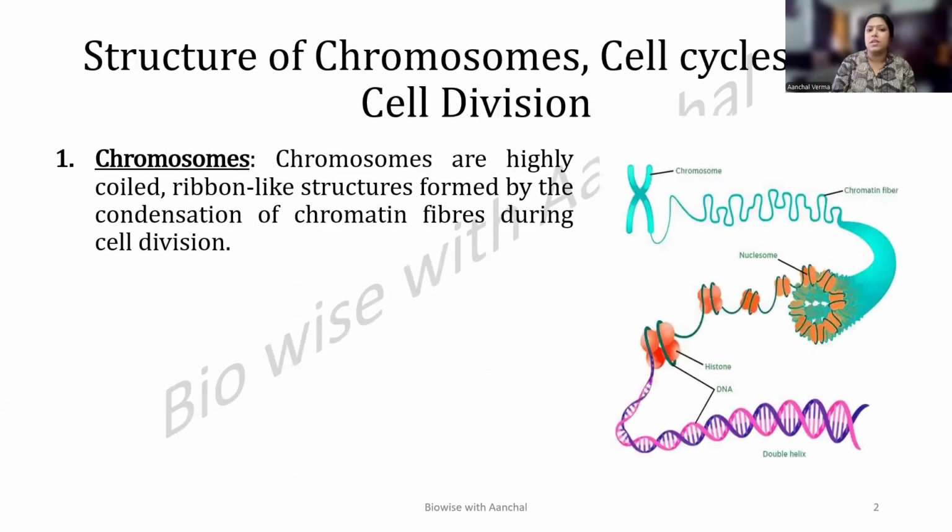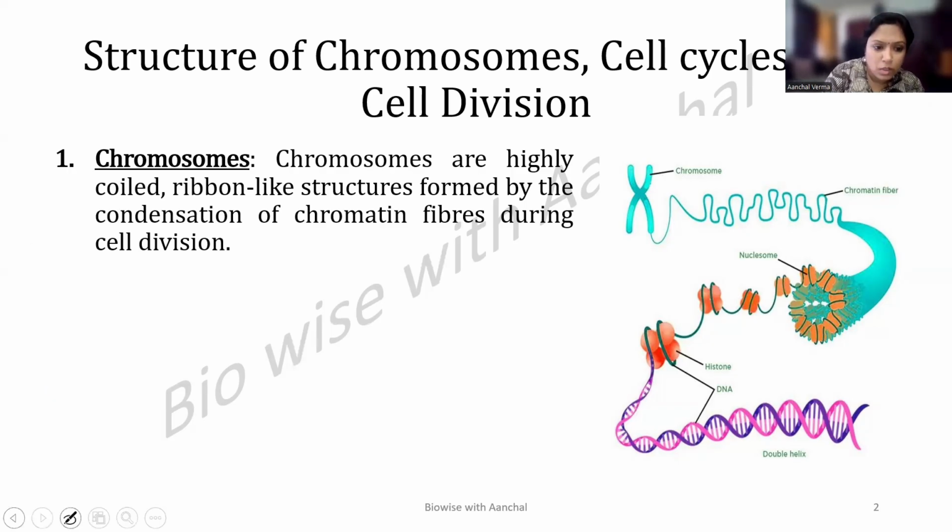In the first chapter, that is structure of chromosome, cell cycle, and cell division, the most important thing is the definition, and you should understand the difference between chromosomes, chromatid, chromatin, sister chromatids, and non-sister chromatids, right? So let us proceed. The first definition is chromosomes.